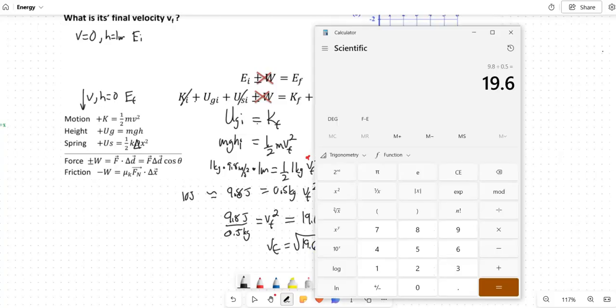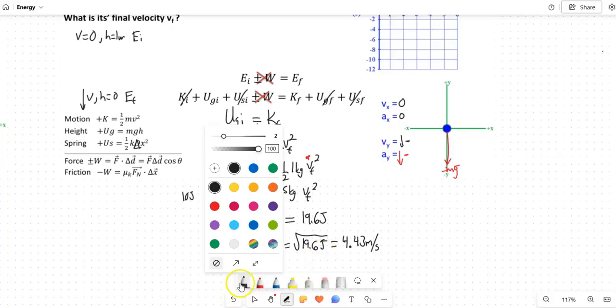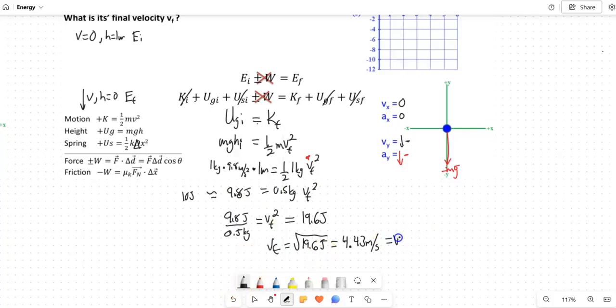So I'm going to take that 19.6 and I'm going to square root it. Oops, I squared it. Square root it, I mean, 4.43. So the 1 kilogram ball will be moving at 4.43 meters per second right before hitting the ground. Okay? And that is our final velocity.